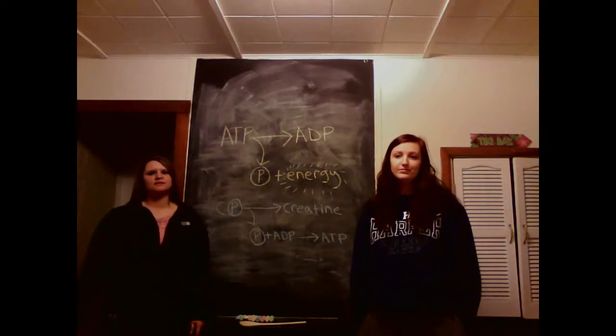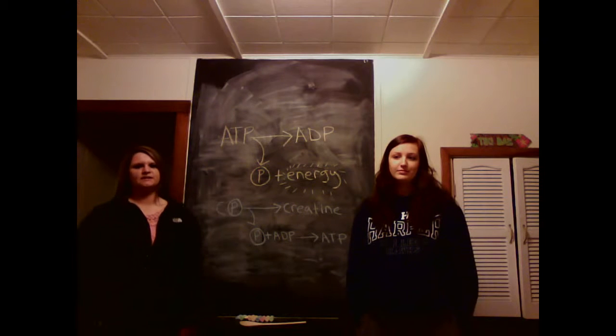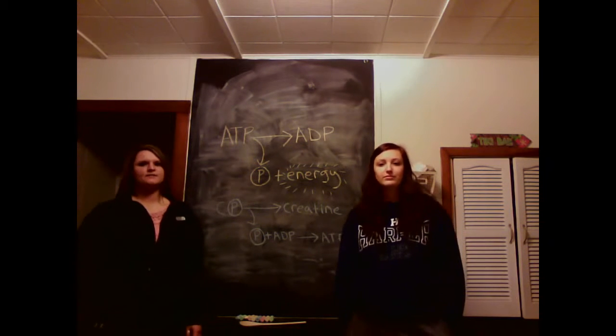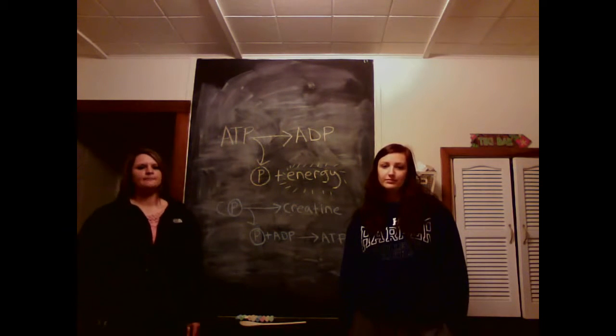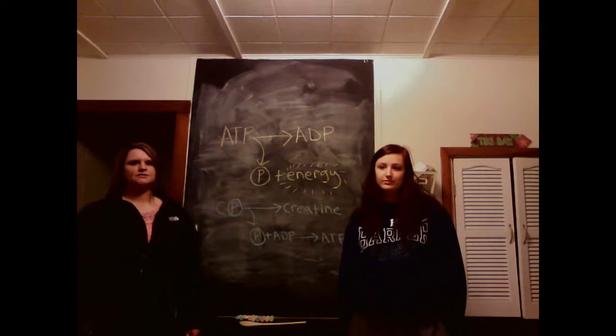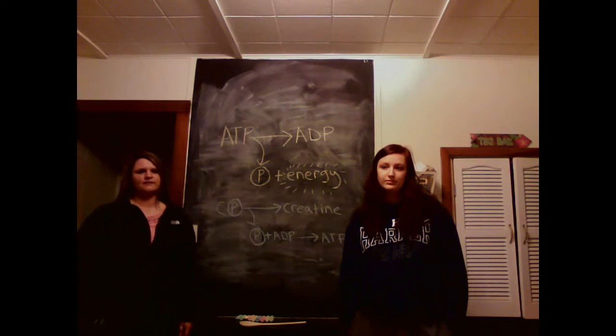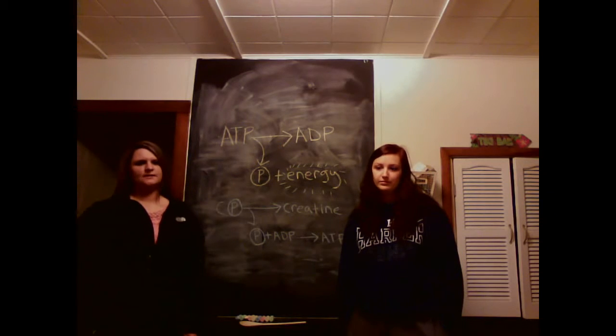Both muscle contraction and muscle relaxation require energy. Energy is supplied by adenosine triphosphate, also known as ATP. ATP is produced by the mitochondria found in the sarcoplasm of muscle fibers. ATP has 3 phosphate groups.